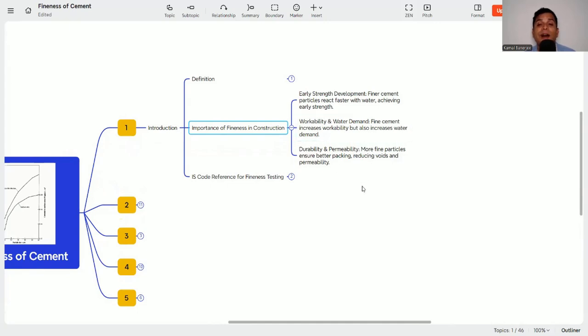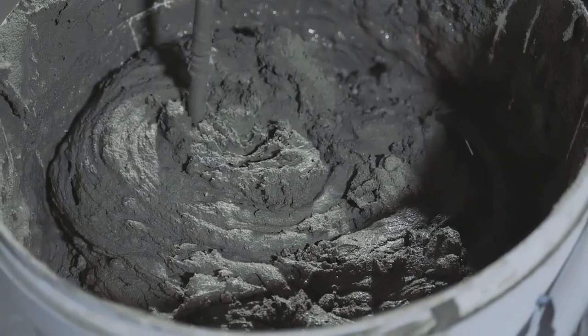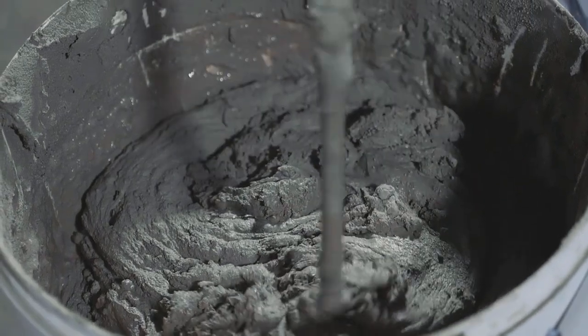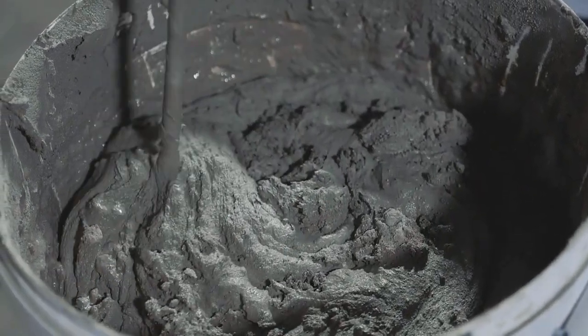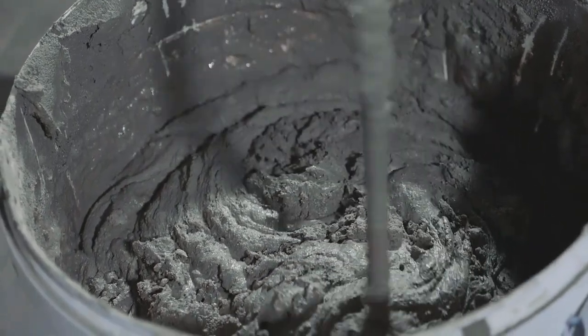Workability and water demand. Fine particles increase workability but also increase the water demand. So here you need to play accordingly, because if water demand is more, then the water cement ratio will be a problem. That is why, in your projects, you need to play with the specific surface area, the fineness, but it increases the workability. So you need to choose the cement on that basis.